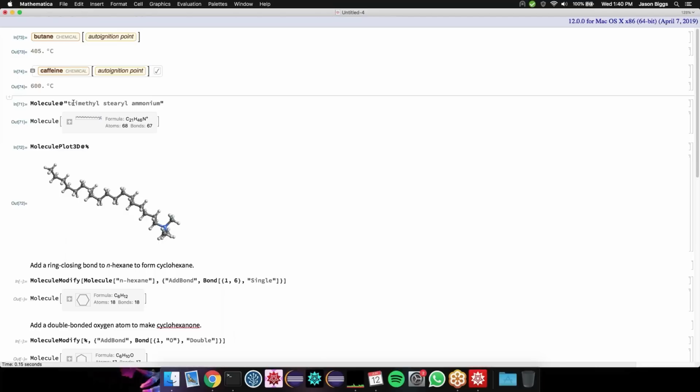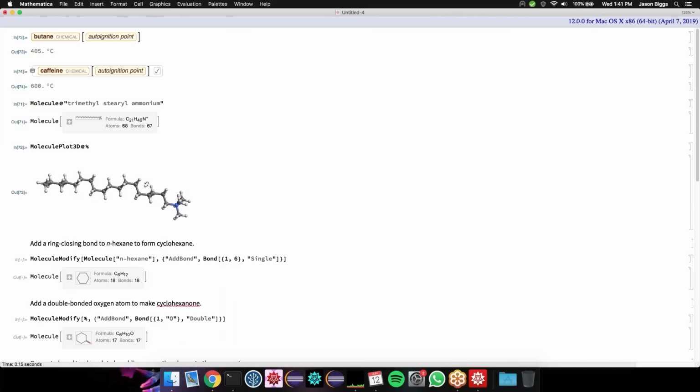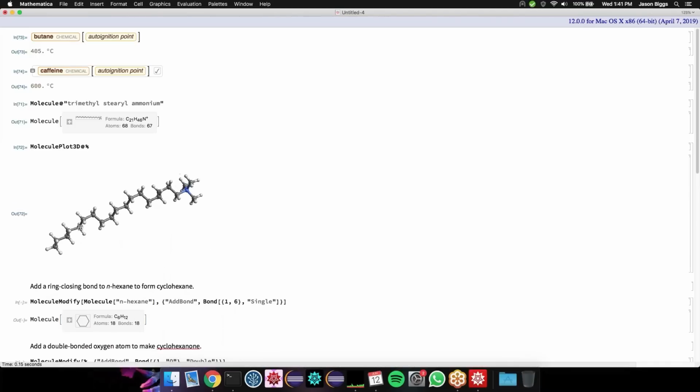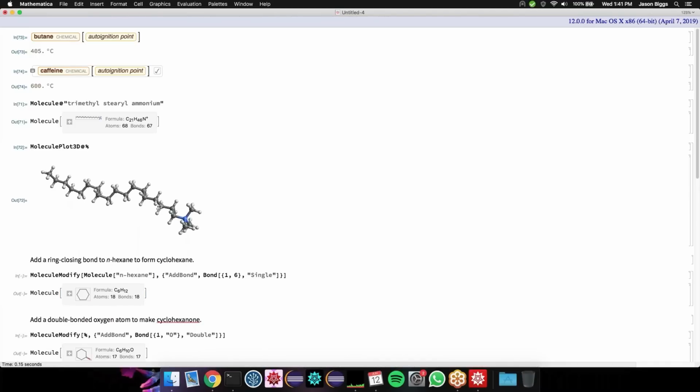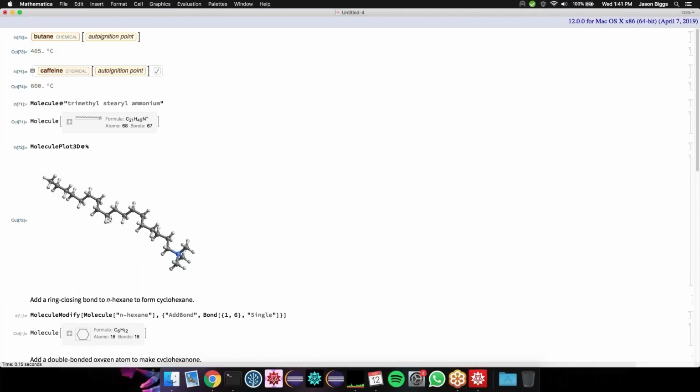Someone asked about trimethyl stearyl ammonium, and we're able to parse that chemical name directly to a structure and generate a 3D plot from it. This is going to be a big floppy molecule. The percentage of the time that it spends in this particular configuration, I don't have enough information to say, but it's a reasonable structure.